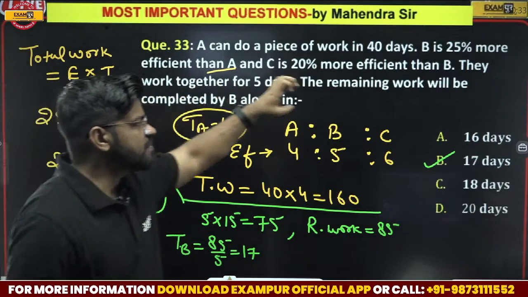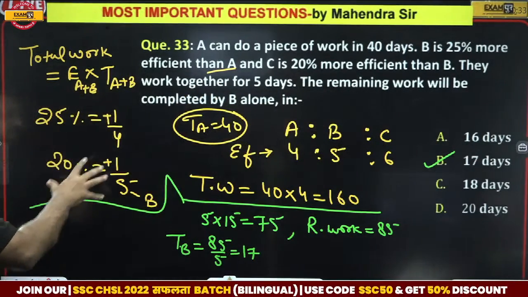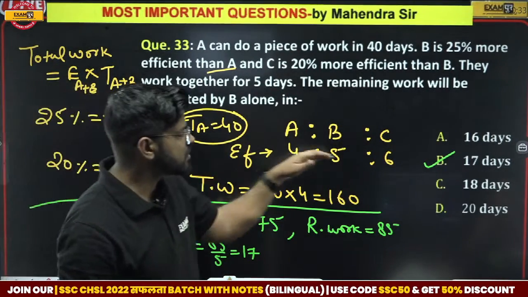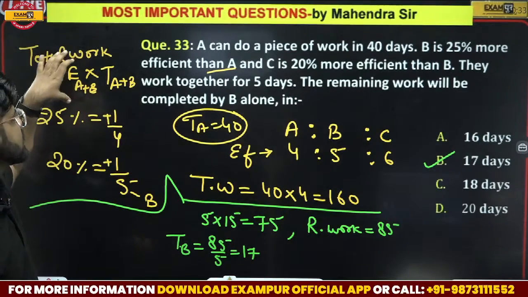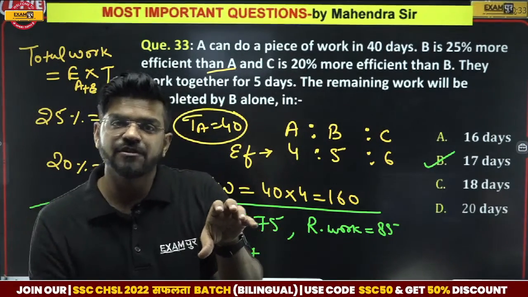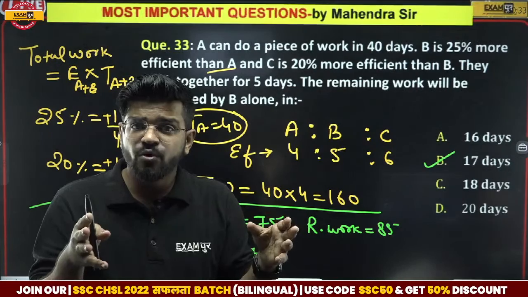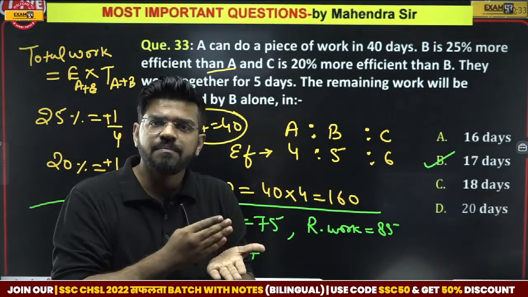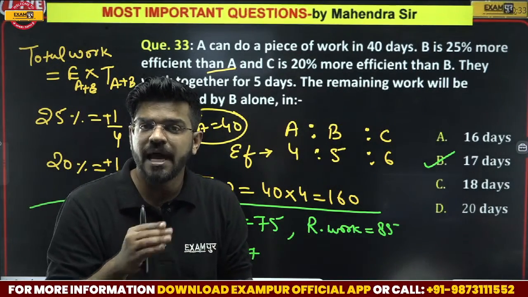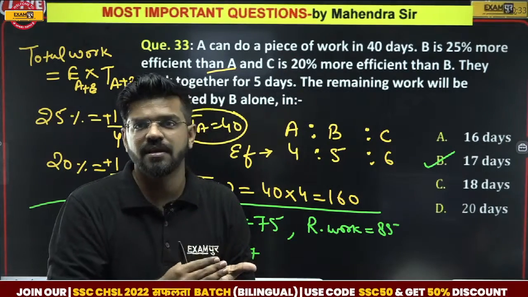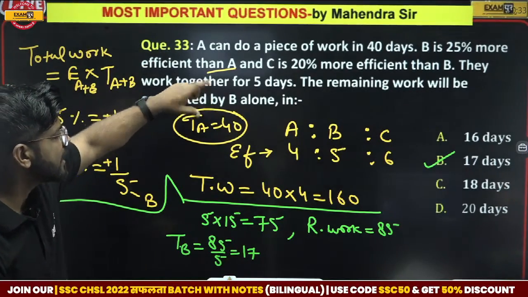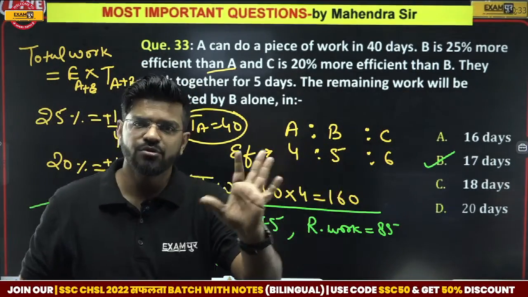We have 3 persons, and if we know the efficiency or the percentage increment or decrement, we can easily find this ratio. And if total work is equal to efficiency into time, then whatever time is given, we have to multiply the efficiency of that person only. If the total time period of A, B, C together is given, then we have to multiply the efficiencies of A plus B plus C. Here the time was given for A, that's why I multiplied the efficiency of A. That you should remember. Okay.